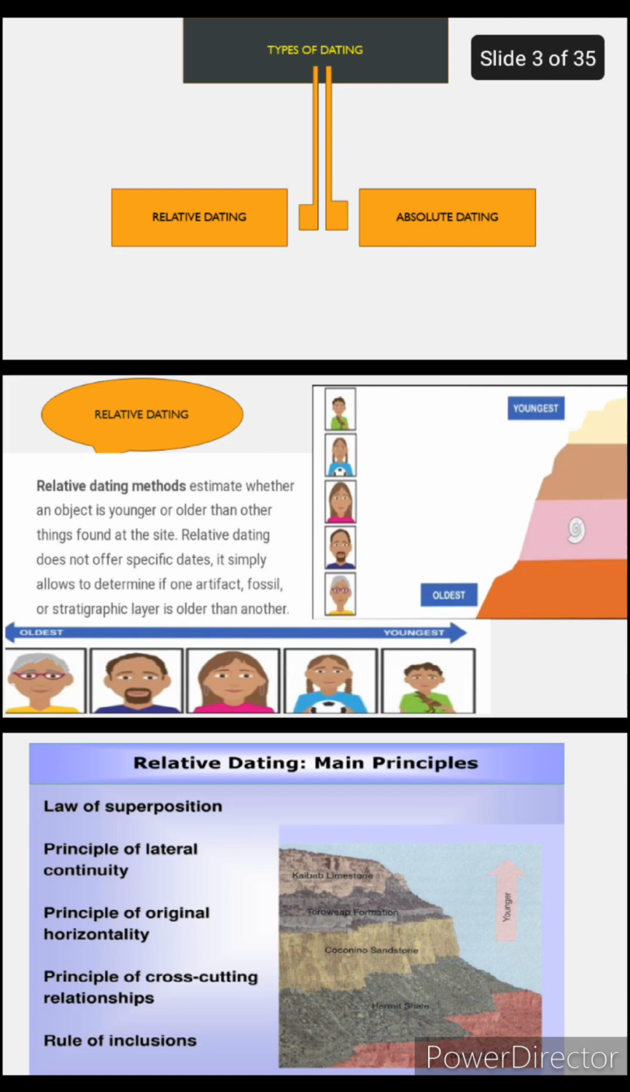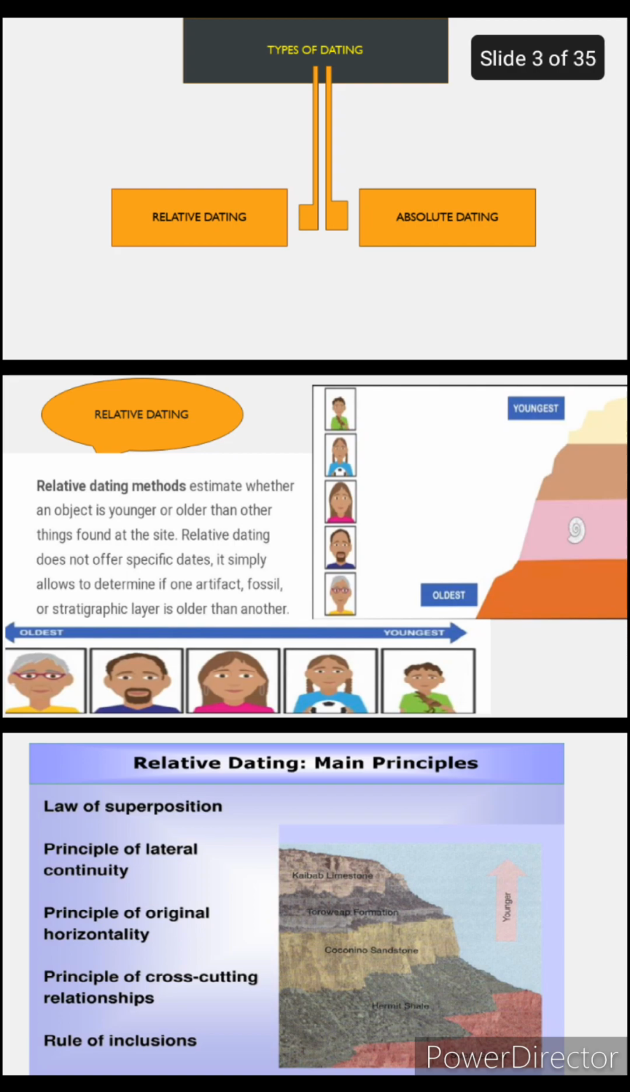As an example of relative dating, rock strata are also layered from oldest to youngest. The oldest layers lie at the bottom of the rock strata, and the youngest layers lie at the top. So this is the concept of relative dating about rock strata.